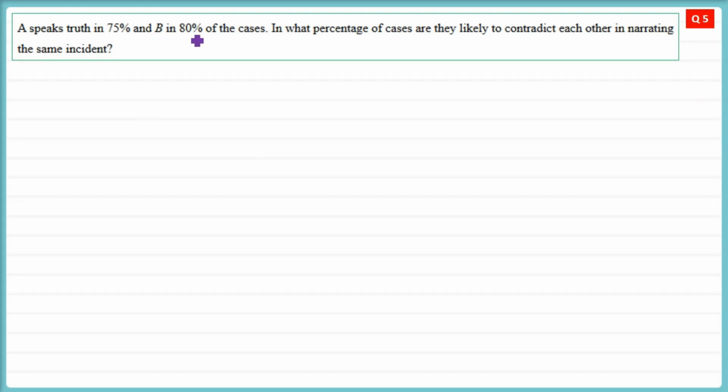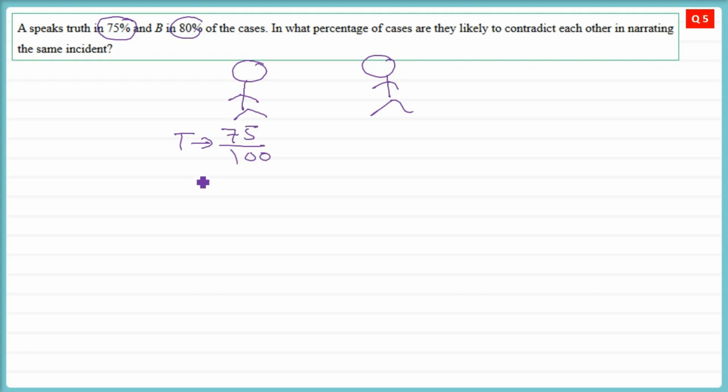A speaks truth in 75% and B in 80% of the cases. So 75% of the cases A speaks the truth and B speaks 80% of the time. In what percentage of cases are they likely to contradict each other in narrating the same incident? So there are 2 persons, and the input given is 75% correctness for A, 75 by 100. That is the truth of A is 75%. The second person says truth 80% of the time, so 80 by 100. So 0.75 is the probability of A speaking the truth. 0.80 is the probability of B speaking the truth.